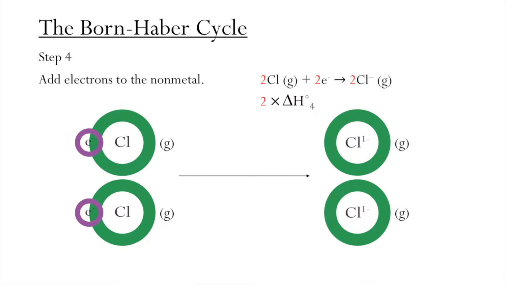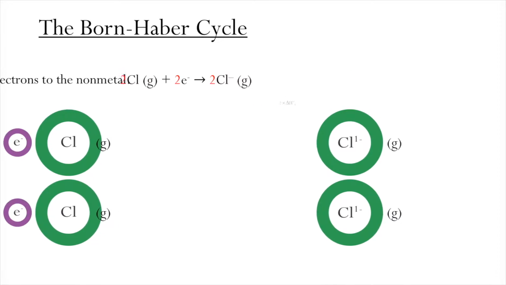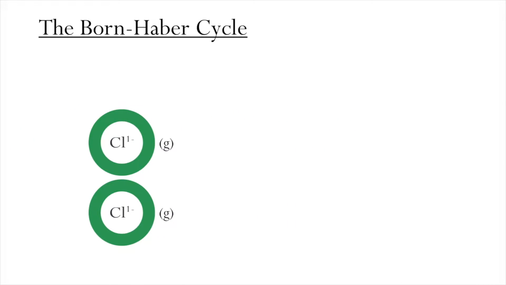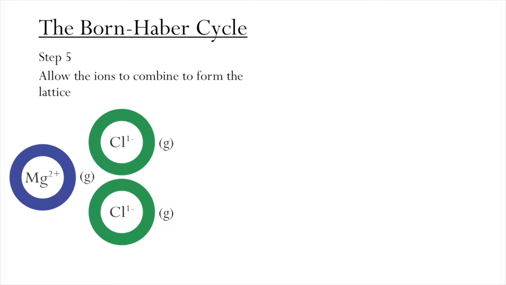And the overall equation for step 4 is 2 chlorine gas plus 2 electrons goes to 2 chlorine minus gas, and the total change in enthalpy is 2 delta H4. In the last step, we will use the ions that we made in steps 1 through 4 and allow them to combine to form the solid lattice.